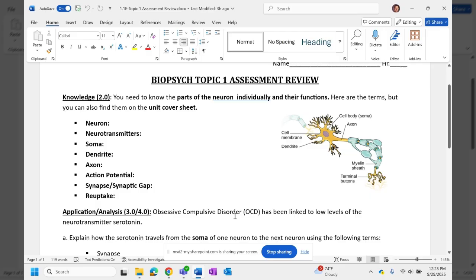I wish I still had a stylus, but I don't have one anymore. So I think there's a couple multiple choice questions. I think I made the test. There's a couple multiple choice questions.